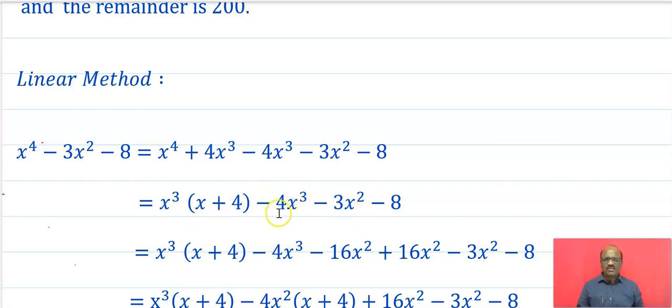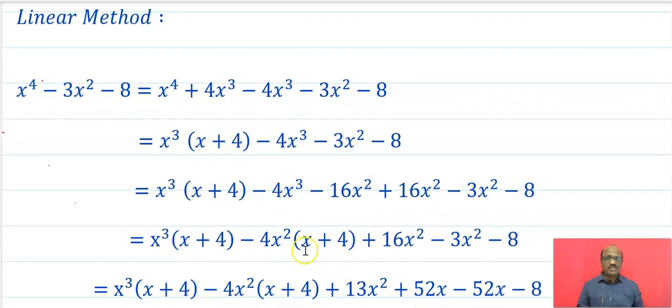That term is a -16x square. Now -16x square plus 16x square. I will take -4x square as a common. Then I will get in bracket x plus 4.